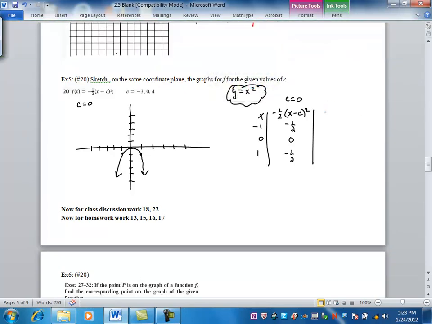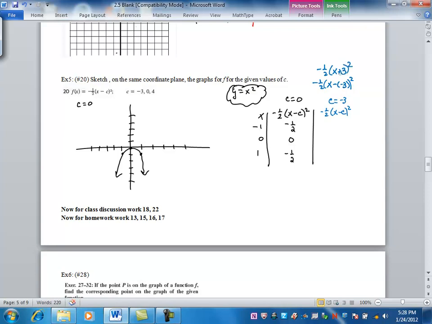Now let's take a look at, as we go for another color here, negative 1/2 times x minus c quantity squared. This time c is going to be -3. And guys, we know now that we can take this graph we just drew and move everything. Since this is a -3, this is actually going to be x minus -3 quantity squared, which is going to be negative 1/2 times x plus 3 quantity squared.